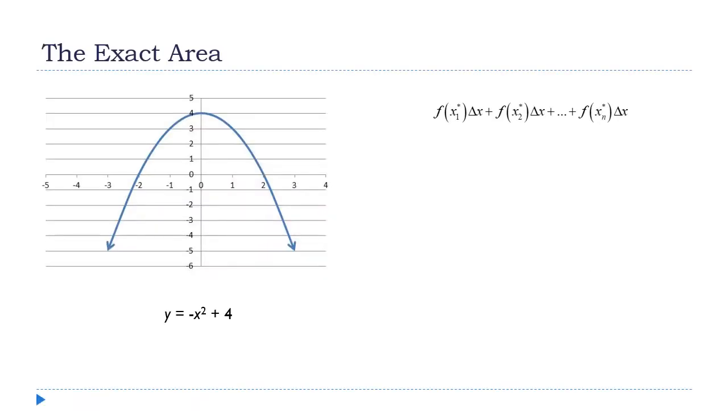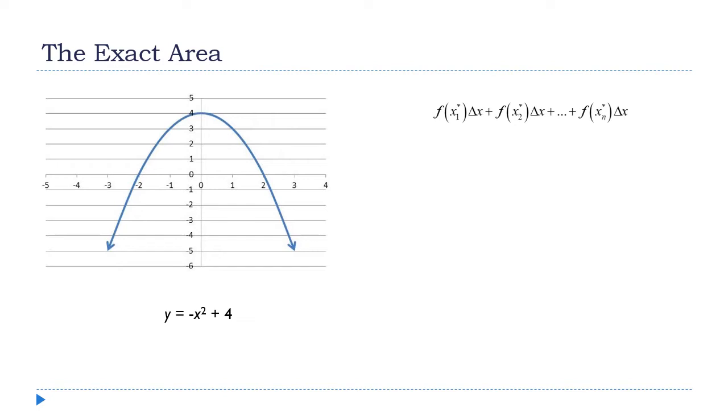Okay, now we have the tools that we need to find the exact area under a curve. I'm back to the same one we've been using, that we were talking about before. Instead of doing an approximation, I want to find the exact area. I've got our Riemann sum formula here.